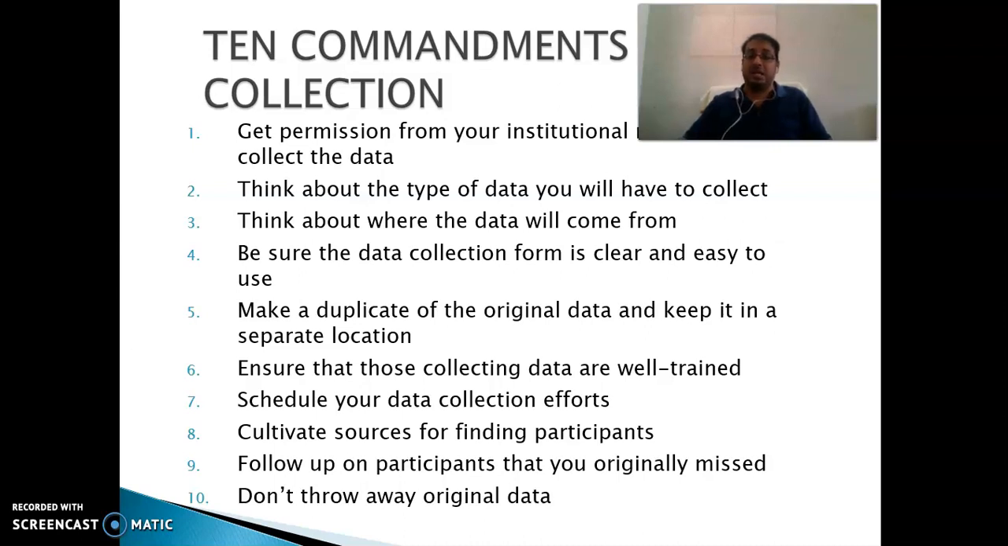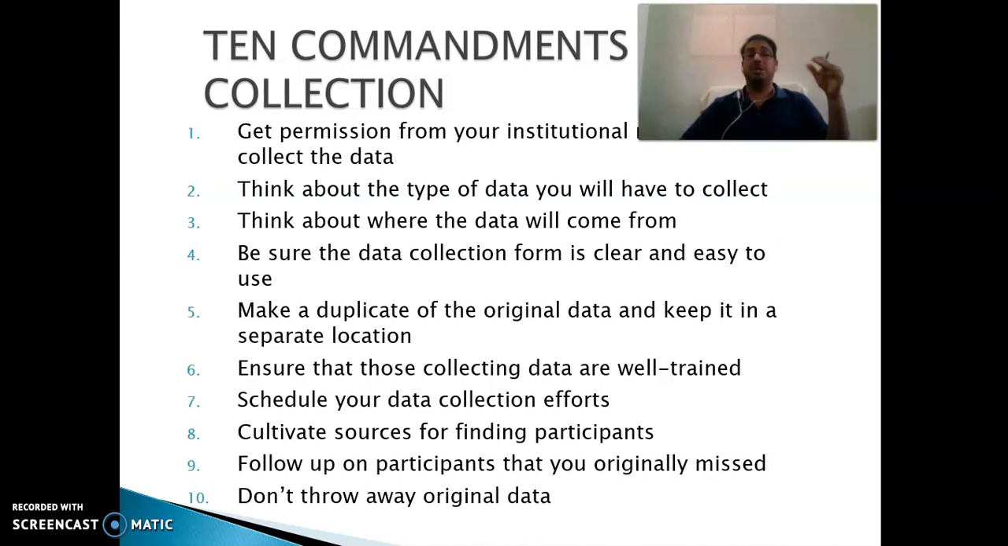Then the next commandment, ensure that those collecting data are well trained. So you have to check your data. You have to reorganize. If there is a missing value, you have to exclude it. If there is a mistake, you have to figure out those mistakes.